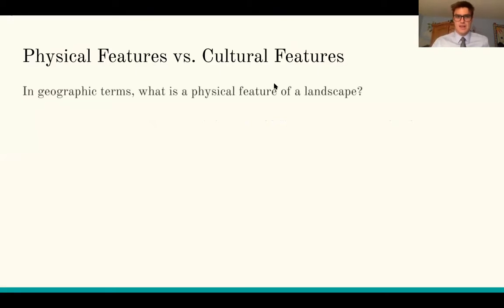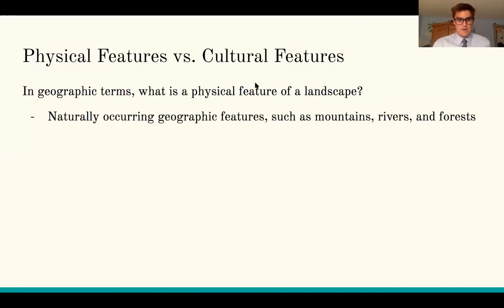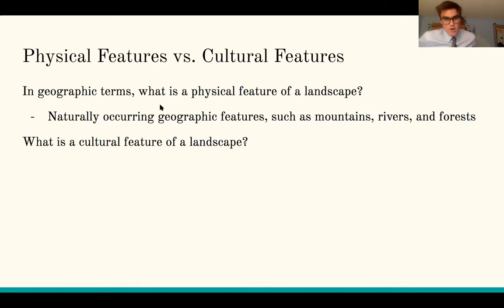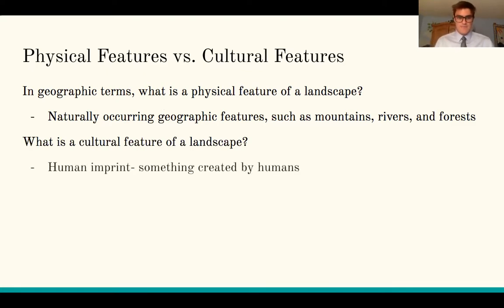Now, our topic of the day is physical features versus cultural features. And we may have a little bit of an idea here on what these may be. Let's go over the definition again. In geographic terms, what is a physical feature of a landscape? A physical feature is a naturally occurring geographic feature, such as mountains, rivers, and forests. A cultural feature of a landscape is a human imprint, something created by humans onto the landscape.